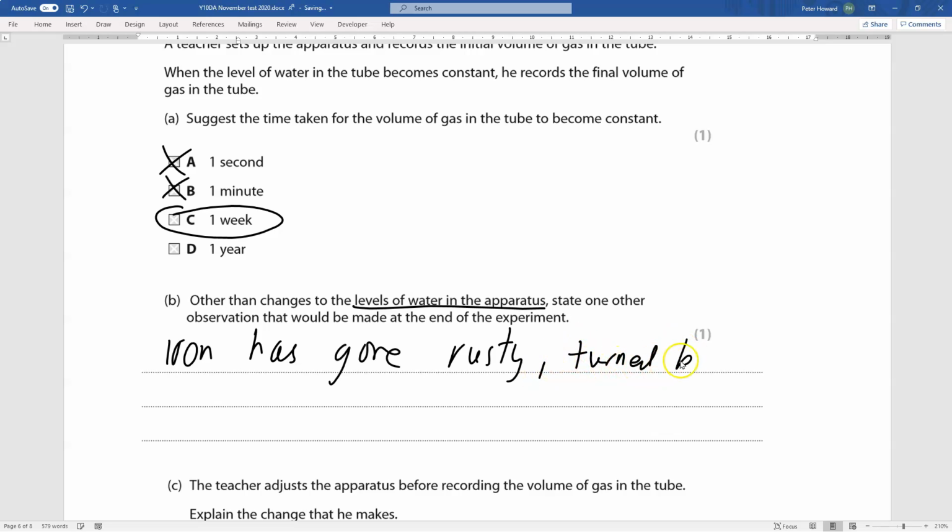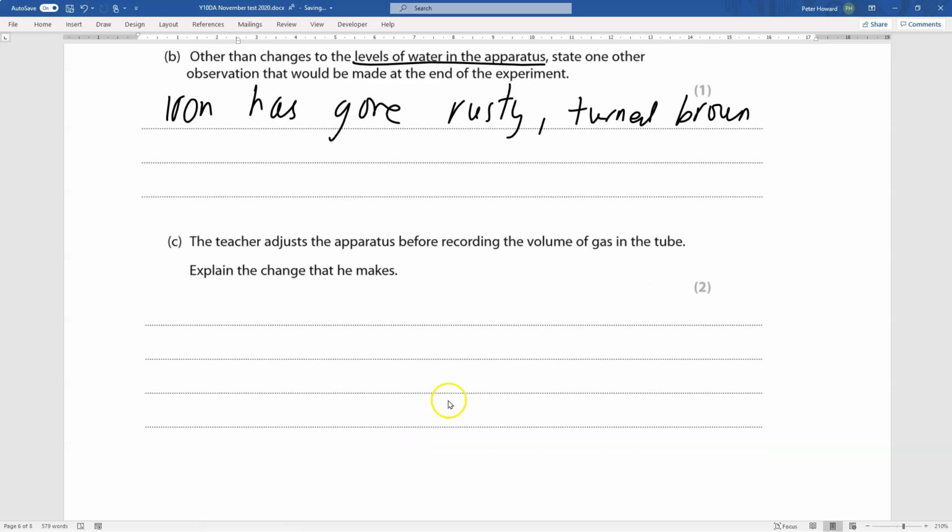turned brown, because all metals can be described as grey and shiny, apart from two metals, which are gold and copper, which can be described as sort of brown metals before they do anything. The teacher adjusts the apparatus before recording the volume in the tube. Explain the changes that he makes.